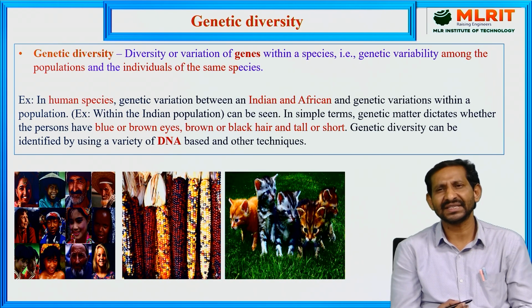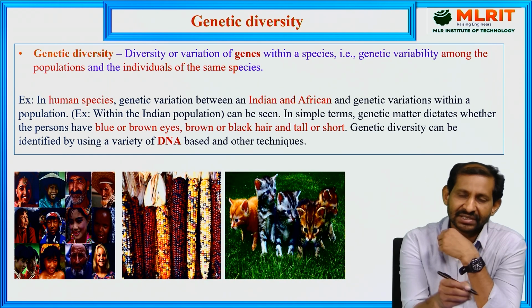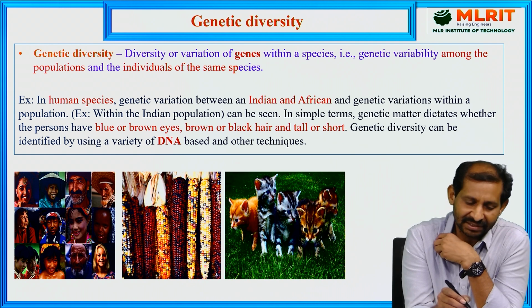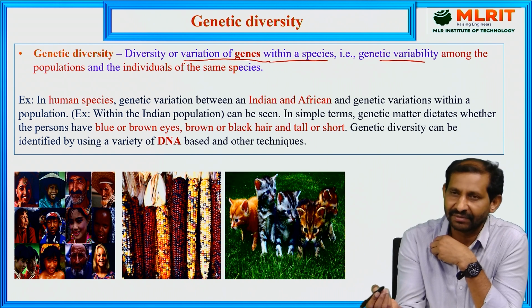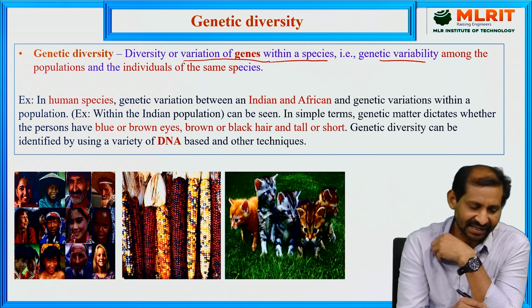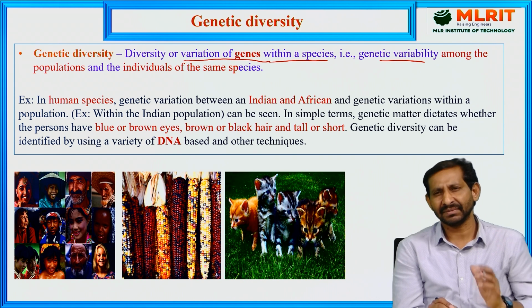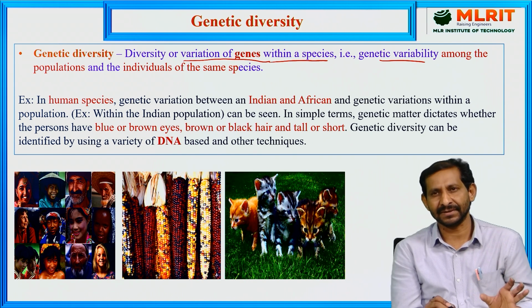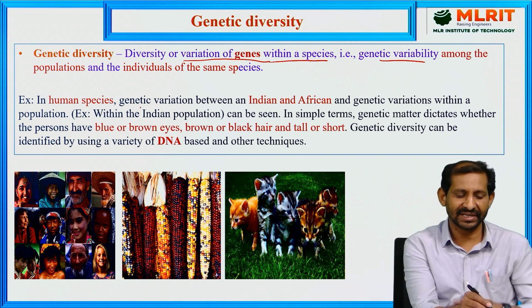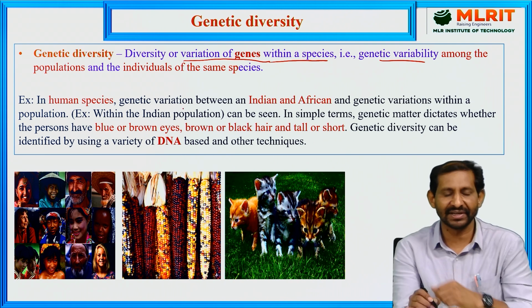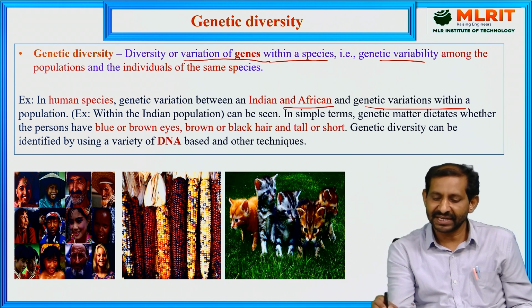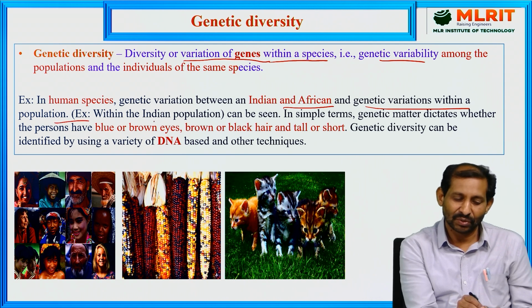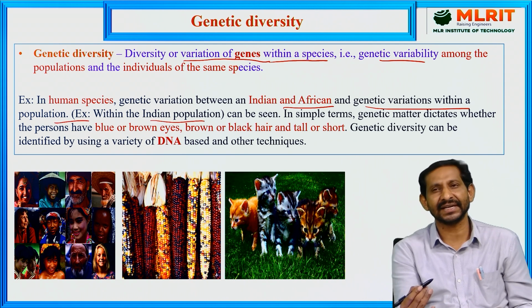First we go to genetic diversity. We already discussed that it is the variation of genes within a species. Here many pictures show variation of genes. For example, in the human species, there is genetic variation between Indian and African populations, and also genetic variation within a population; within the Indian population itself there is genetic variation.